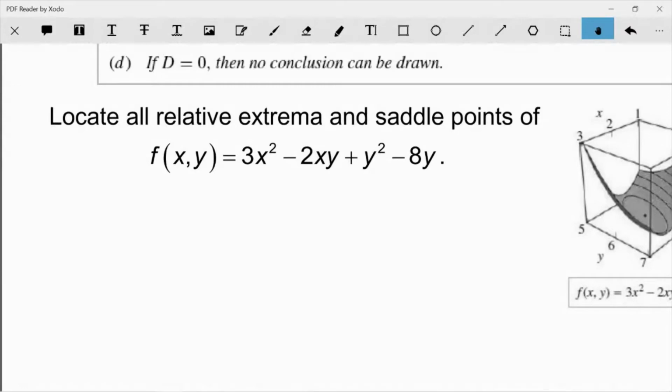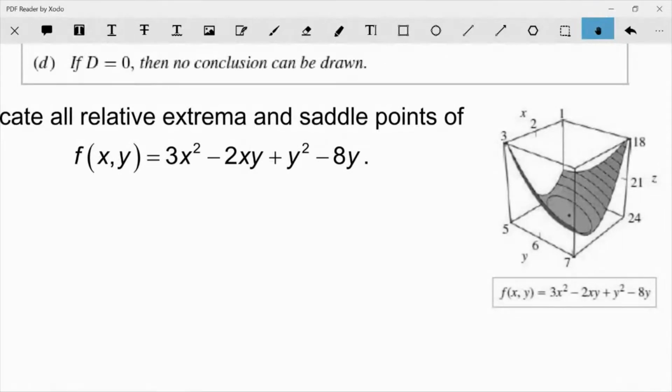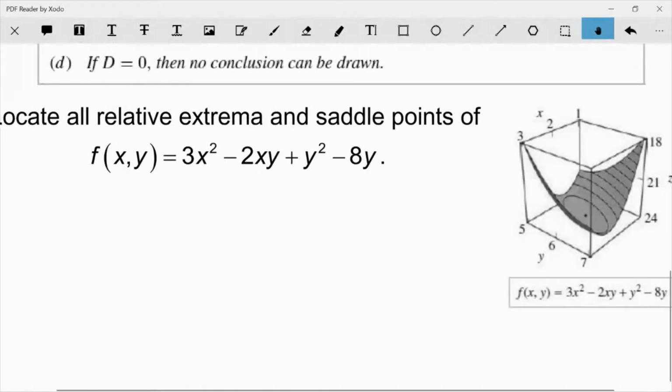Okay, so this first question says, locate all relative extrema and saddle points of this function. f of x y is 3x squared minus 2xy plus y squared minus 8y. Looking at the graph, it looks like I probably have some sort of a minimum value here, and that's what I'm going to try to determine.